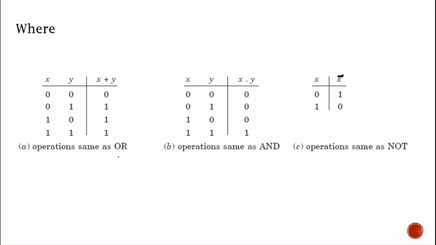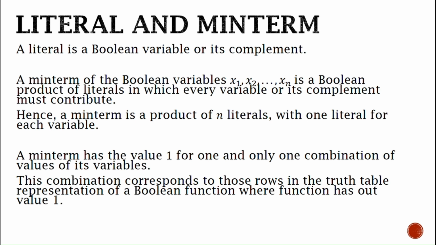So this is already what we know, that plus is similar to OR, dot is similar to AND, and this complement is similar to the NOT operator.